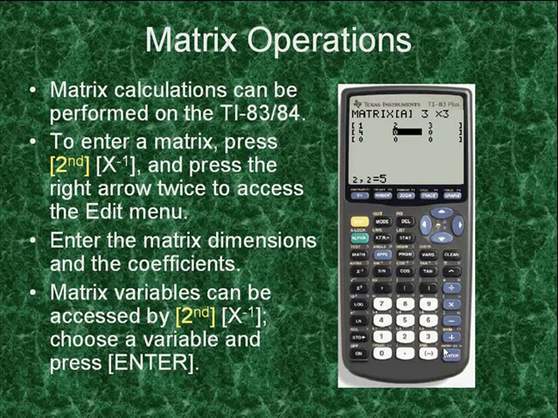When one or more matrices have been entered, they can be accessed from the same matrix menu. Press second matrix, then select the matrix to be used from the name menu. Treat matrix names like you would numbers or variables. For instance, you can add two matrices together, or subtract one from another, provided they have the same dimensions.